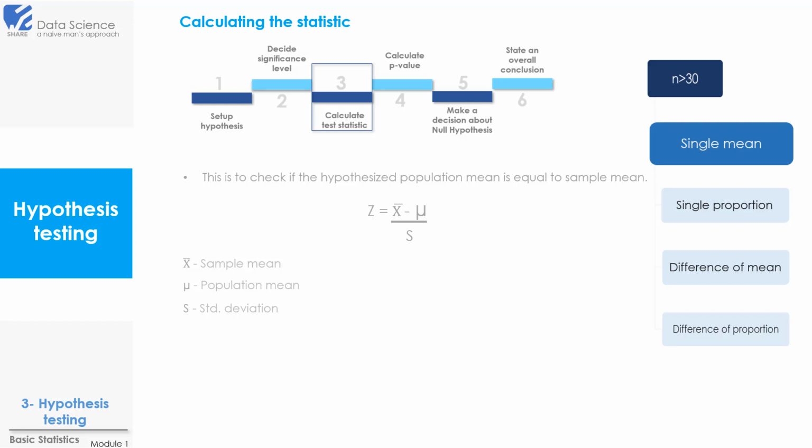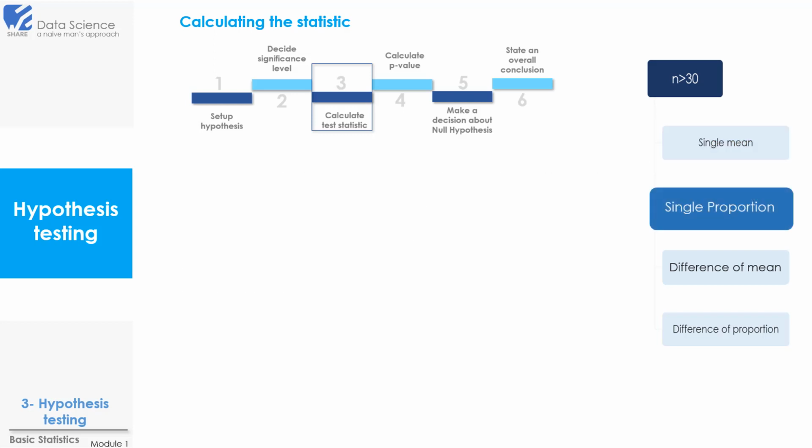Now let's move on to the next test, which is for the single proportion. Recall that a population proportion is a fraction of the population that has a certain characteristic. Similar to testing for mean, here we will check if the hypothesized population proportion is equal to the sample proportion. Or in other words, it is to check if our sample shows enough evidence so that we fail to reject the null hypothesis that makes a claim about the population proportion.